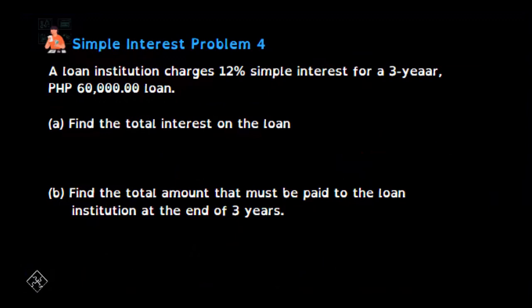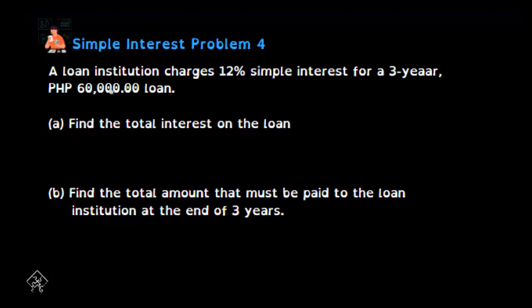Okay, so we have simple interest problem number 4. A loan institution charges 12% simple interest for a 3-year 60,000 pesos loan. Letter A, find the total interest on the loan. B, find the total amount that must be paid to the loan institution at the end of 3 years. Okay, so try nating hanapin yung nawawala ditong interest.